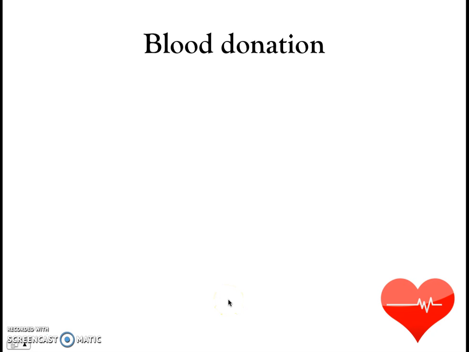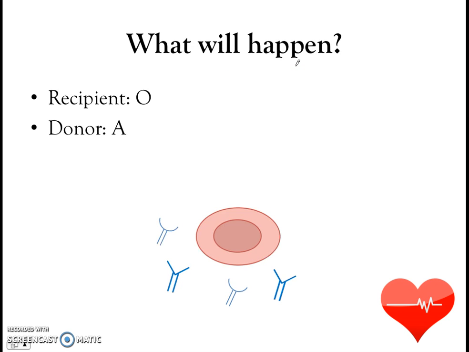So now that we know about blood groups, we can finally talk about blood donation. Right? So for our first example, let's think about what will happen if we have a recipient of blood group O and a donor of blood group A. Okay, that means the recipient, who is blood group O, will receive A-type blood from this donor. Think about what will happen.